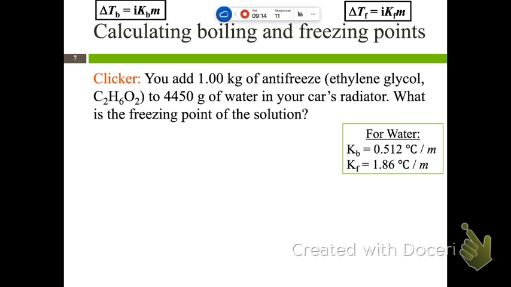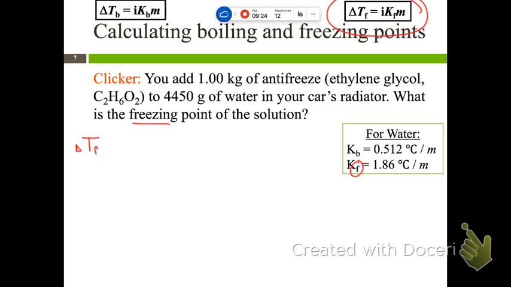Okay, let's go ahead and talk through this problem. So first off, which of the two equations am I going to use, the top left or the top right one? Why the top right? Okay, so all these little subscripts are relating to freezing or boiling, right? So we know we're going to use Kf, delta Tf, everything related to freezing. So I'm going to rewrite that down here.